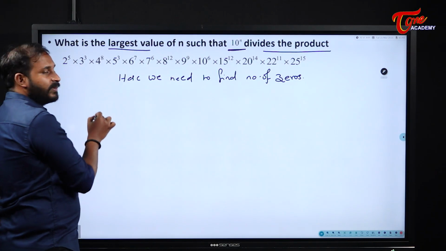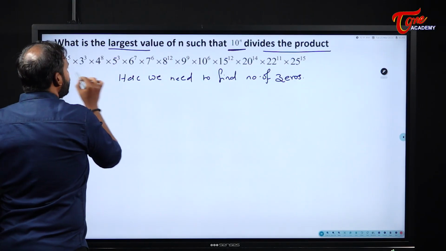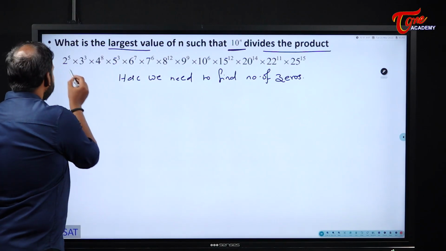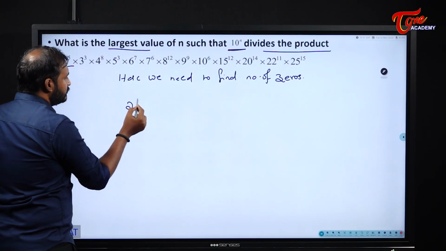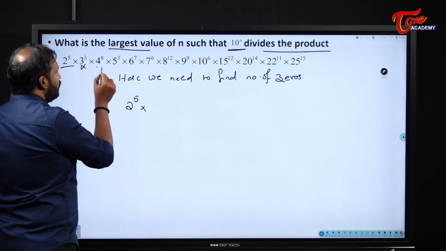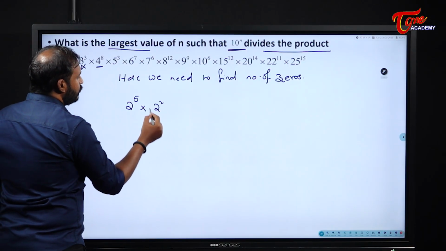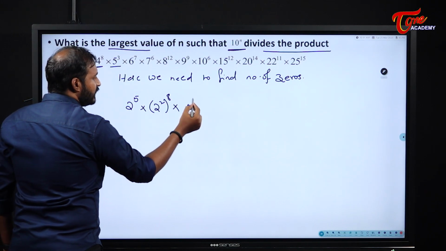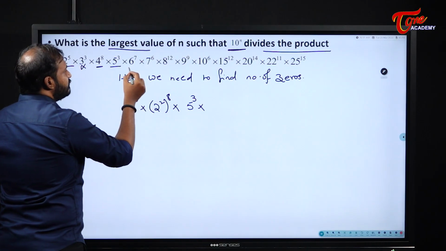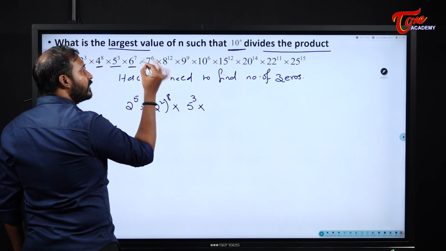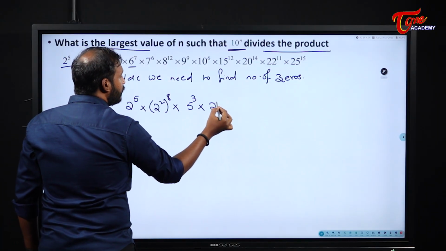Now please observe here, students. We will not bother about all the numbers. We will only bother about the numbers which have 2s and 5s. See here, 2 to the power of 5, I will write that one. I will not take this 3 to the power of 3, it is a waste of time. Next, 4 to the power of 8 means 2 square whole to the power of 8. I will consider this one. Next, 5 cube, we will take 5 cube. Next, 6 means what, students? 2 into 3. I will not bother about that 3. I will only take 2 to the power of 7.